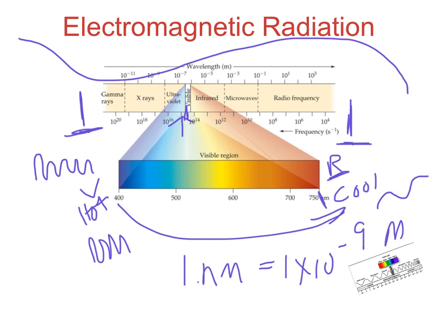So red is cooler. It's near the infrared. So they're going to be even longer than the red, than the visible. And the ultraviolet are going to be in the higher energy. They're closer to the violet, higher in energy.